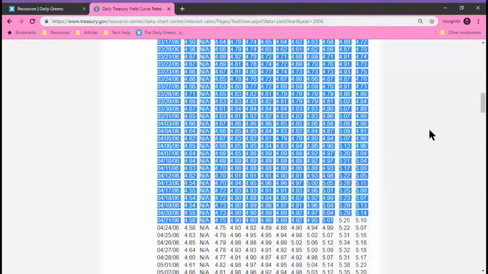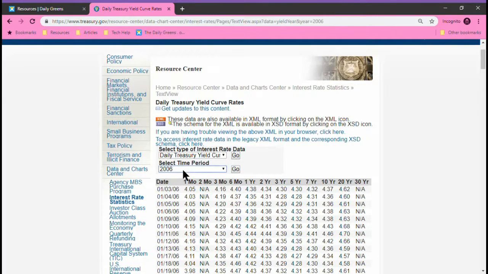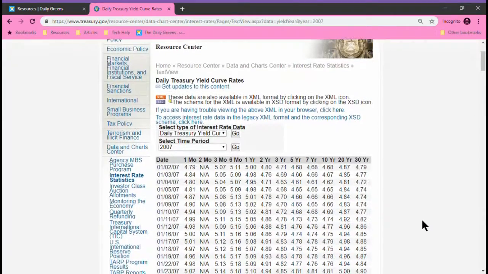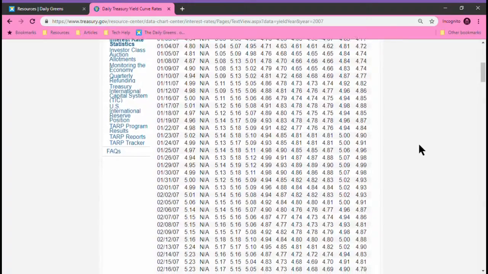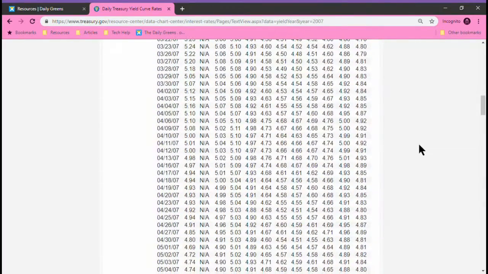So let's look at 2000. Oops. Touchpad mouses do not like me. All right, let's go to 2007 and look at that quick. And you'll see something else happen fairly quickly. The interest rates will drop.